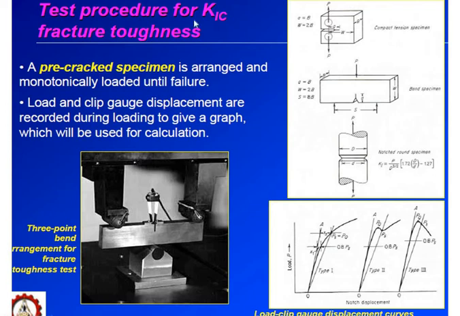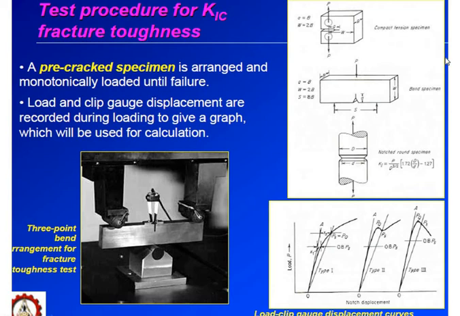A pre-cracked specimen is arranged and monotonically loaded until failure. Monotonically means the load keeps being given steadily in the same manner. The load and the clip gauge displacement are recorded during loading to give a graph which will be used for calculation, nothing but the load displacement curve. Just as you draw a stress strain diagram, similarly this is the load displacement curve.